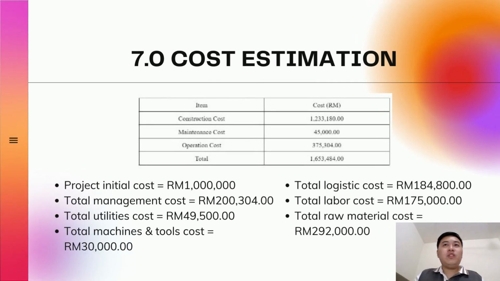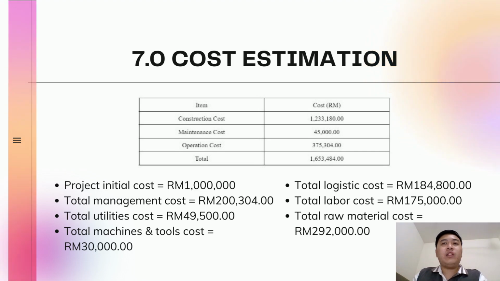The next part is cost estimation. The project initial cost is 1 million. The management cost is 200,304. Total utility cost is 49,500. Total machine and tool cost is 13,000. The total logistic cost is 184,800. The total labor cost is 175,000. And lastly, total raw material cost is 292,000.